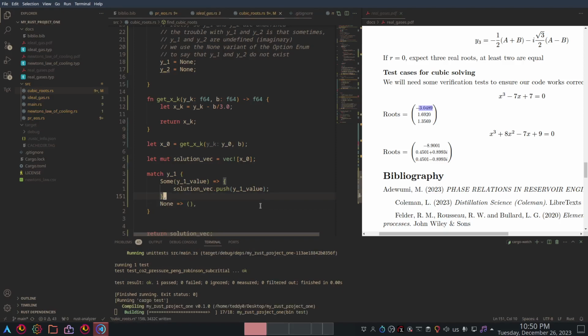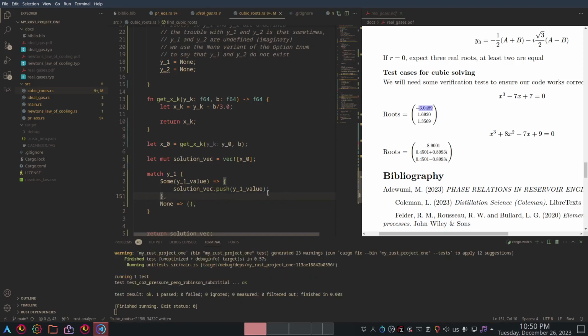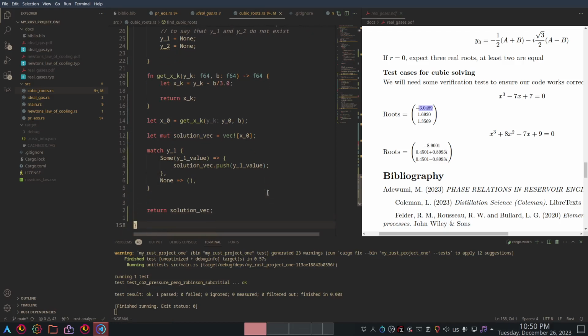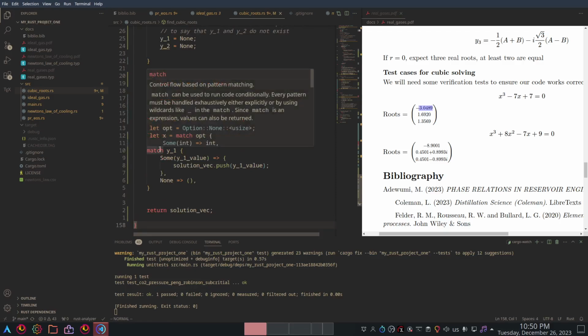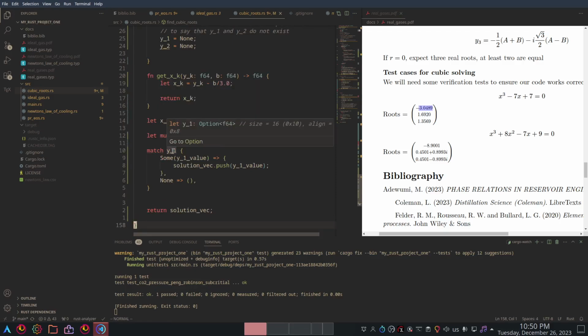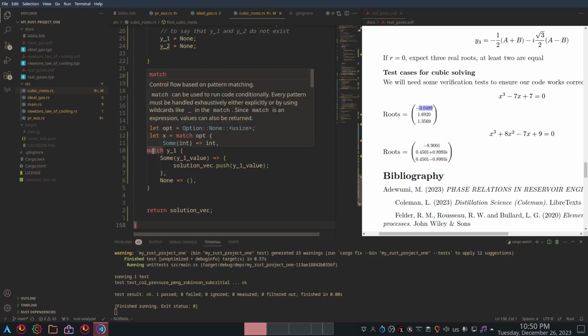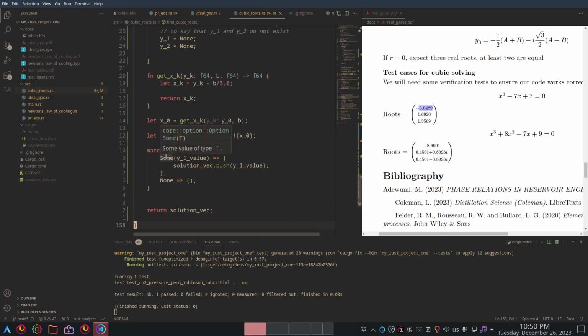To do that, you just use the two brackets there. That's basically the same as to do nothing, or void. So what is this saying here? I'm doing pattern matching, or it's like an if statement, but it's better than an if statement. If this option happens to be a sum value, a sum variant, they call it. If y1 happens to have some value here, and the value of y1 is this y1 value here, I will push this y1 value into the solution vector.